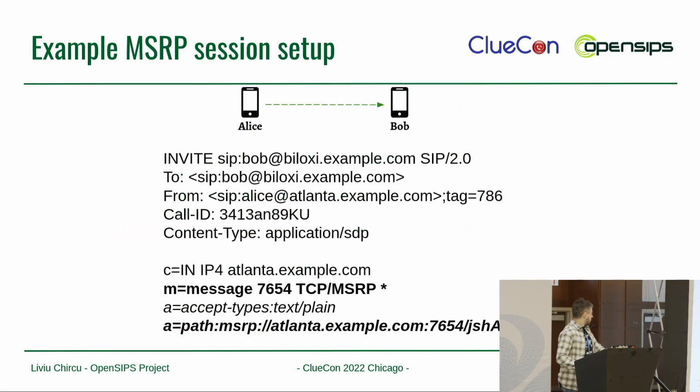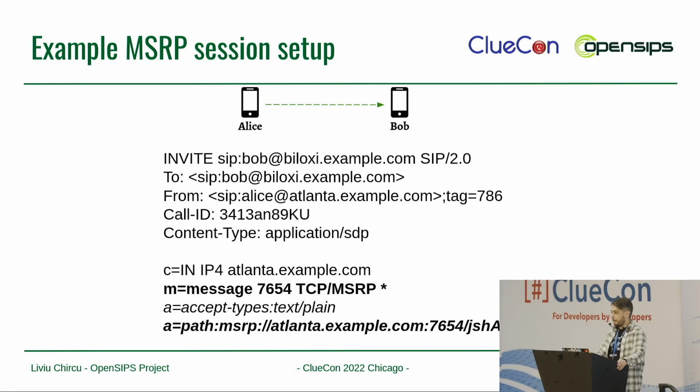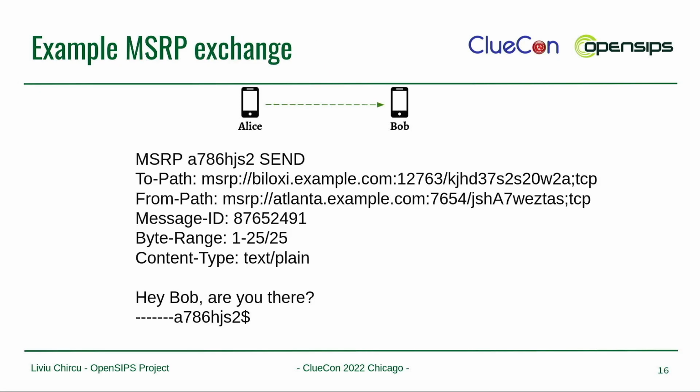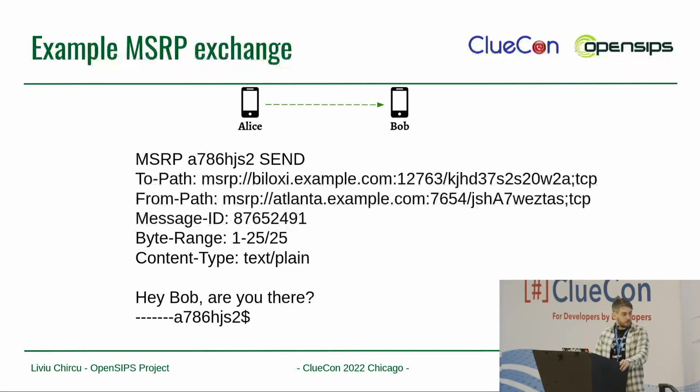So we have an application SDP, and we have some subtle differences in there, like an MSRP URI and some session IDs, and the participants establish these sessions. And once it is established, they will proceed to send MSRP packets. For example, here it's a send method, and that is how an MSRP message would look. "Hey Bob, are you there?"